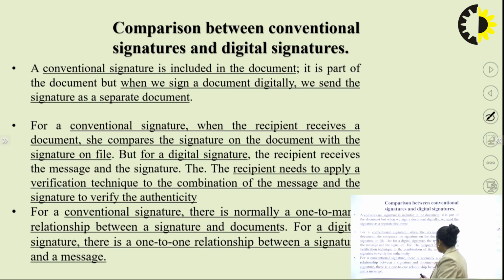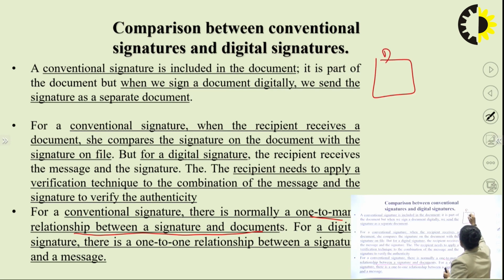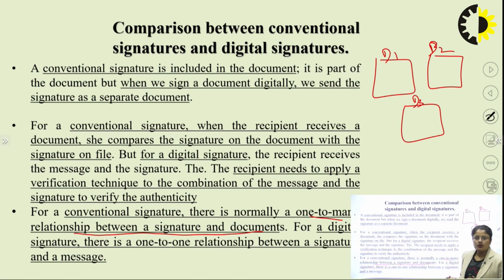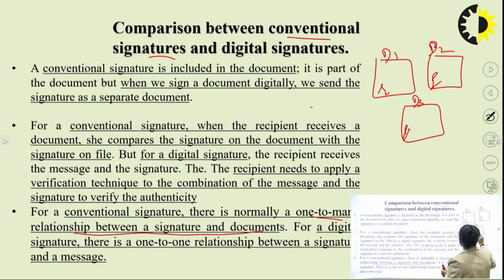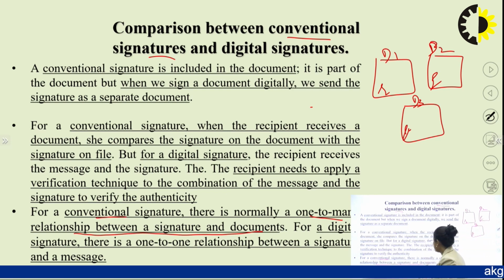One point is there is normally a one-to-many relationship between a signature and a document. For example, we have document 1, we have document 2. So let us say we are having three documents and we want to give a signature. Conventional signature means signature being signed manually. So you're giving the same signature in all the documents. So when it comes to conventional signatures, the relationship is one to many, one signature to many documents.